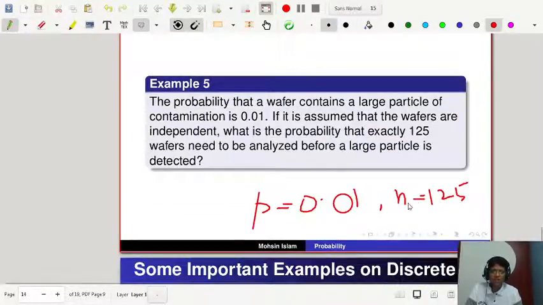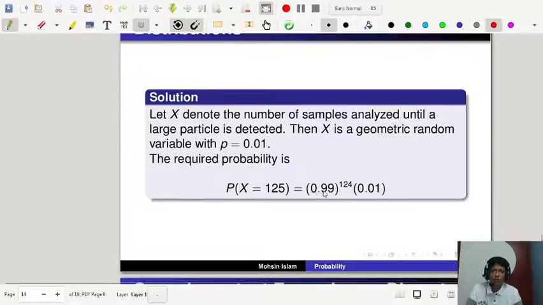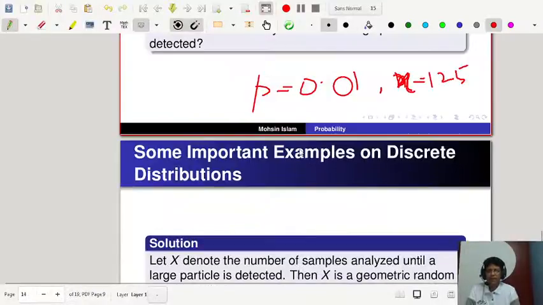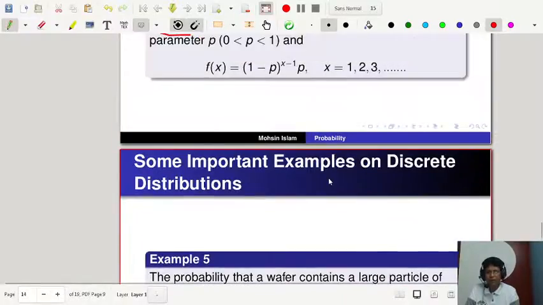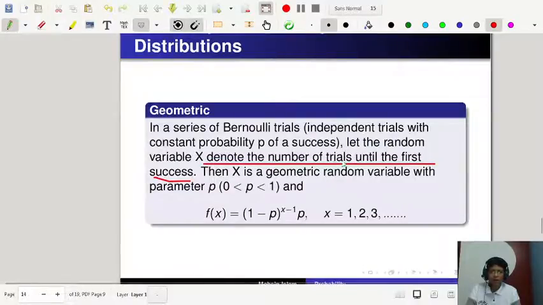In this case your x is 125. This is your x actually. So 0.99 to the power 124 into 0.01. You can calculate the probability using a calculator. So this is how you can apply that you are getting the first success before the failure, that is, the trials until the first success. Let x denote the number of trials until the first success. This is how you can use your geometric probability.